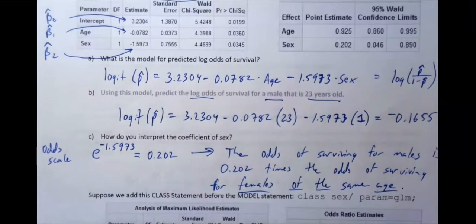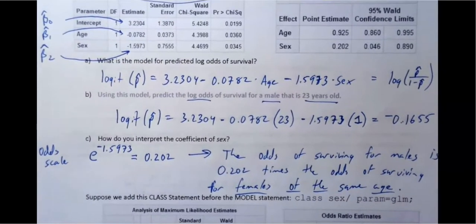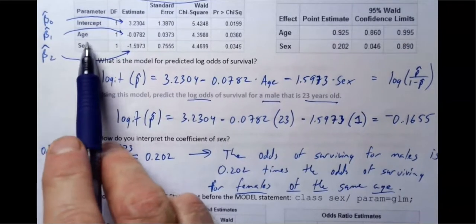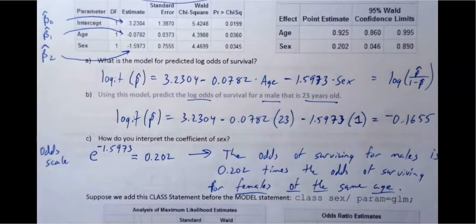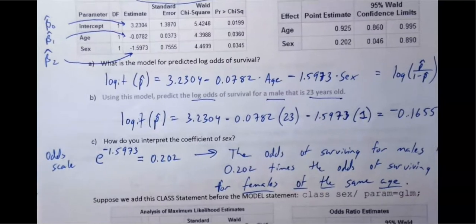Because this is a multiple logistic regression model, just like for multiple linear regression, we have to assume that the other variables, in this case age, are held constant. It wouldn't make sense to say that the odds for a 20-year-old male is 2.2 times the odds of surviving for a 90-year-old female. That just wouldn't make any sense. But if we compare males and females of the same age, then this makes sense.